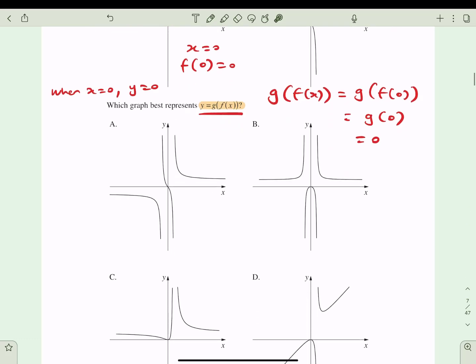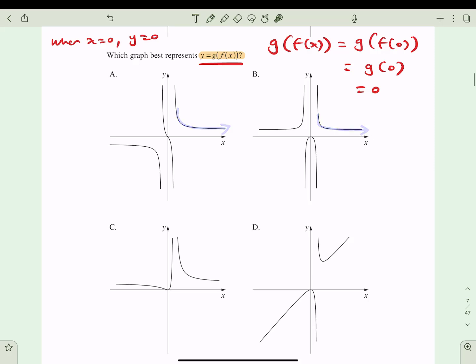Alright, so now looking at my answer options. Option A, it does approach a horizontal asymptote, so that's pretty good. Option B does the same thing. Option C pretty much does the same thing. It looks a little bit different, but we'll accept option C for now. But option D looks completely different. Okay, so option D is not approaching any horizontal asymptote. So therefore, we get rid of option D.